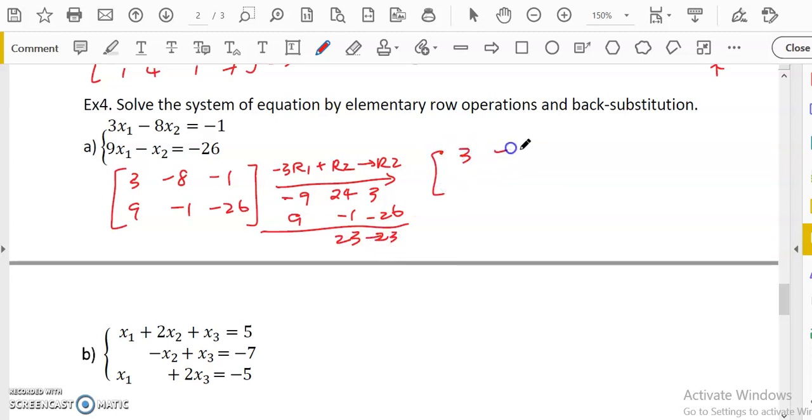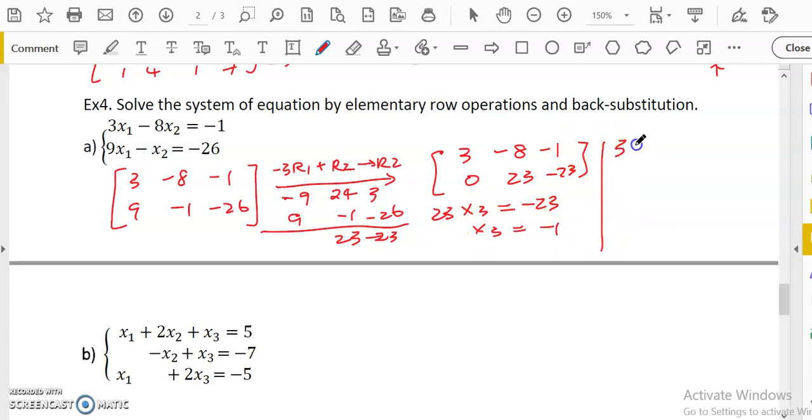So 3, -8, -1, 0, 23, -23. So this is upper triangular. I would have x3 equal to -23. No, 23x2 equal to -23. So x2 equal to -1.